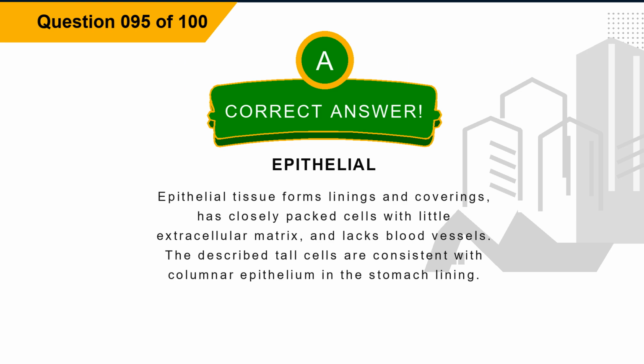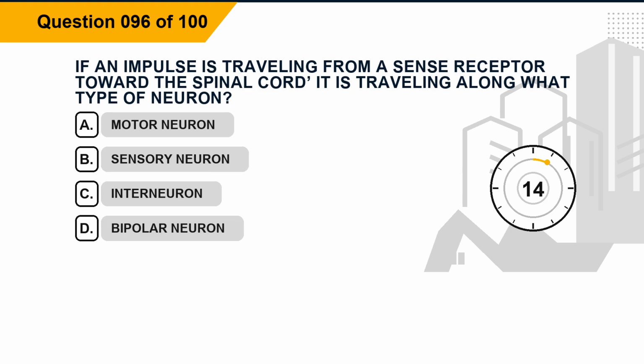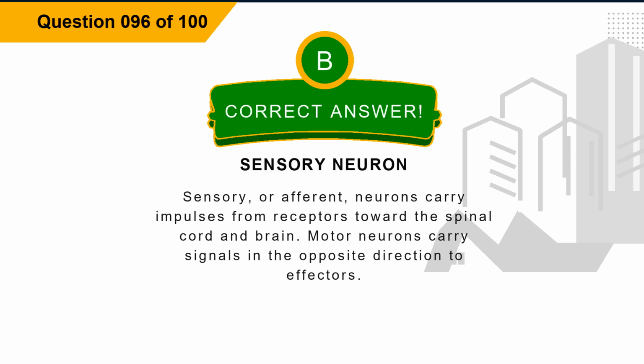Explanation: epithelial tissue forms linings and coverings, has closely packed cells with little extracellular matrix, and lacks blood vessels. The described tall cells are consistent with columnar epithelium in the stomach lining. Question 96. If an impulse is traveling from a sense receptor toward the spinal cord, it is traveling along what type of neuron? Option A, motor neuron. Option B, sensory neuron. Option C, interneuron. Option D, bipolar neuron. The correct answer is option B, sensory neuron.